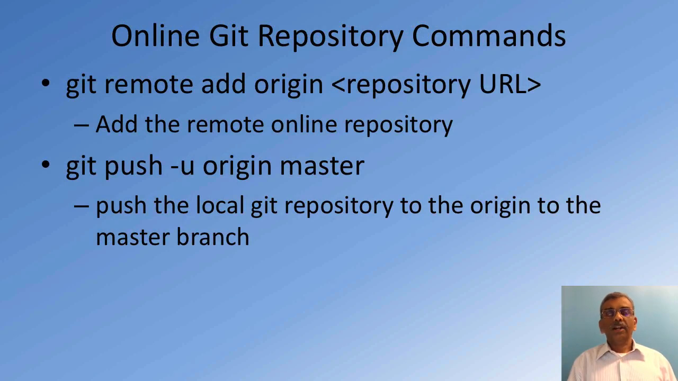So, reviewing the commands for setting up the online Git repository, the first one that we just did was git remote add origin and the repository URL. This will add the online repository as the remote repository for my local Git repository. Once I do that, I need to push my contents to my online repository. For that, I do git push -u origin master, and this command will push the local Git repository to the online repository. So let's type that at the command prompt.